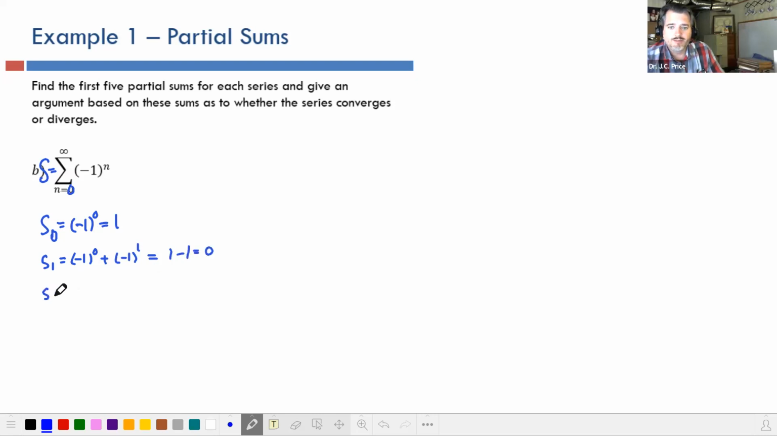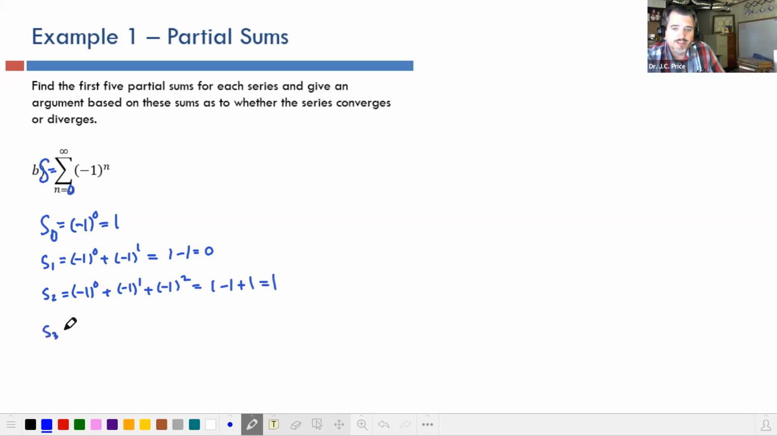And then I'm going to do S sub 2, which is going to equal what? Well, it's the first sum before, so -1 to the 0, plus -1 to the 1, and then plus -1 to the 2. And so what's that equal to? Well, you get 1 minus 1 plus 1, which equals 1 again. And you just keep on going, and you kind of see what's going to happen. It's going to go 1, 0, 1, 0, and forever, basically.